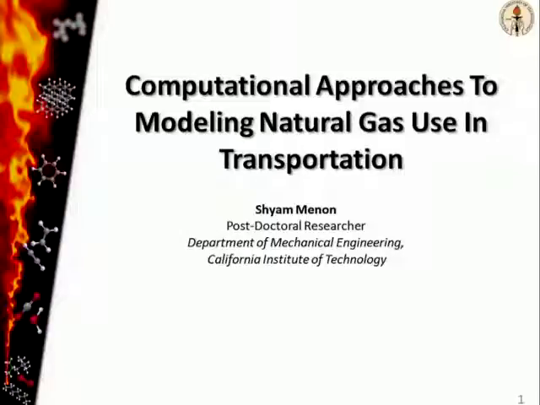So my name is Shyam Menon, and I'm a postdoctoral researcher in the Mechanical Engineering Department. And I'll be talking to you today about some of the computational approaches that we use to model the use of natural gas in transportation applications.